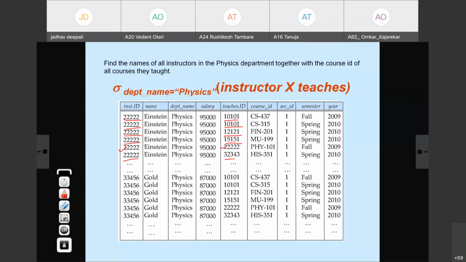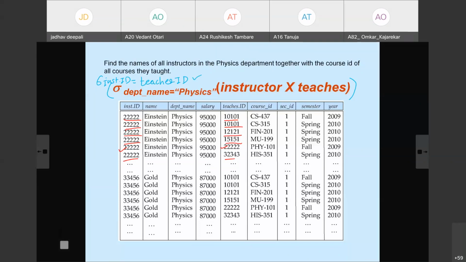Means here we need to add another predicate: from this result select only those tuples where instructor.id is equal to teachers.id. Means we need to apply another selection here to get the correct result. Why? Because in most of the tuples instructor.id is not equal to teachers.id, and that's why we get a wrong result. And to avoid this, we need to apply another selection.